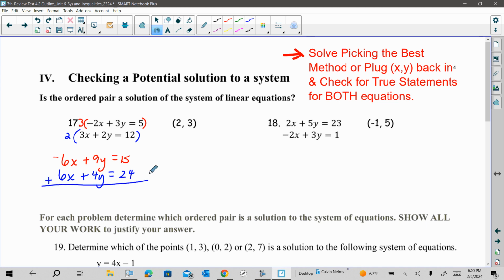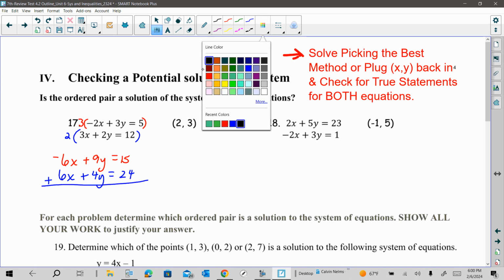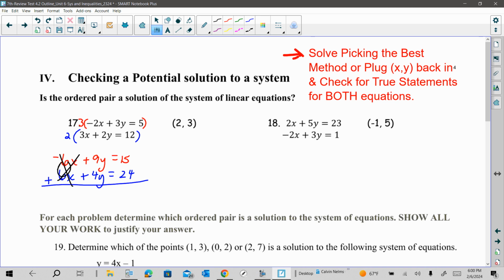So we're going to add them and cancel out the x terms. They're gone. That's just like a 0. This gives me 13y equals 39. That's 39 divided by 13. Our y equals 3. So what I want to do is now just check my x and y.